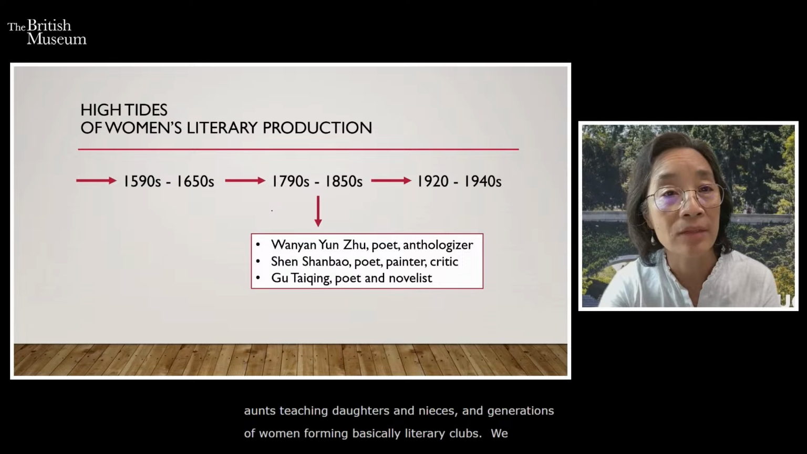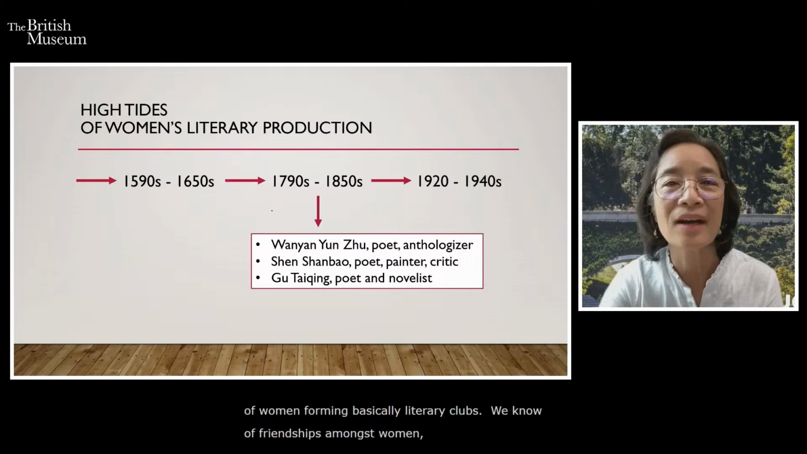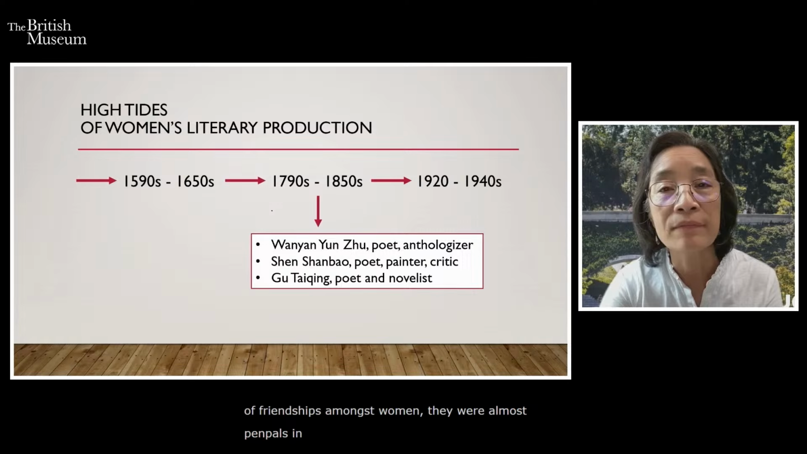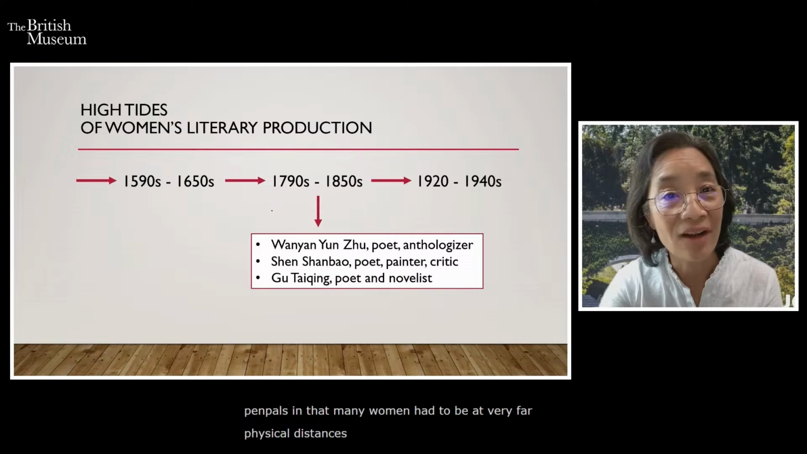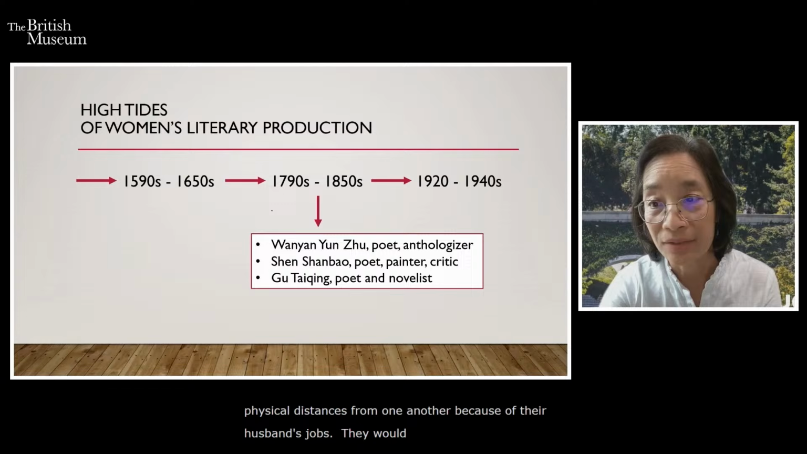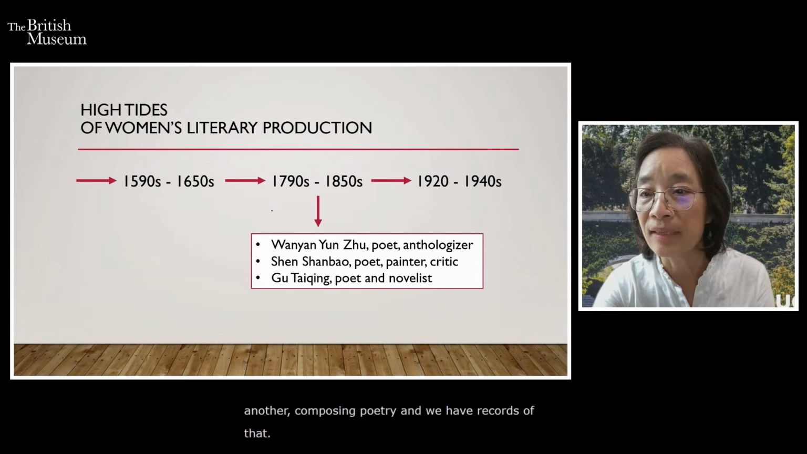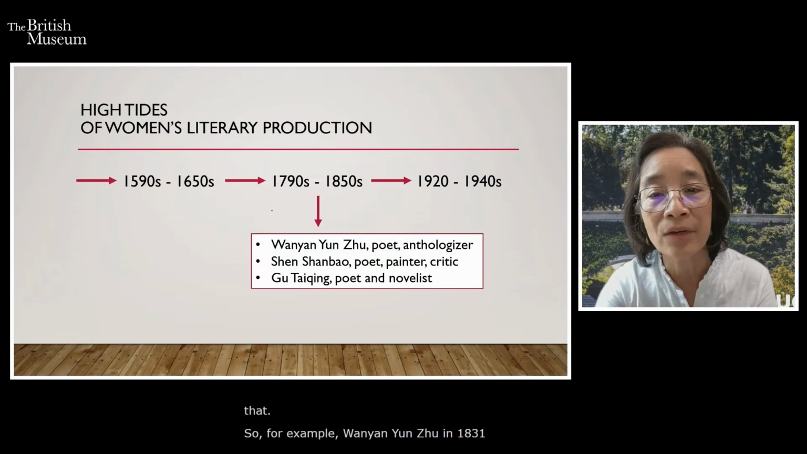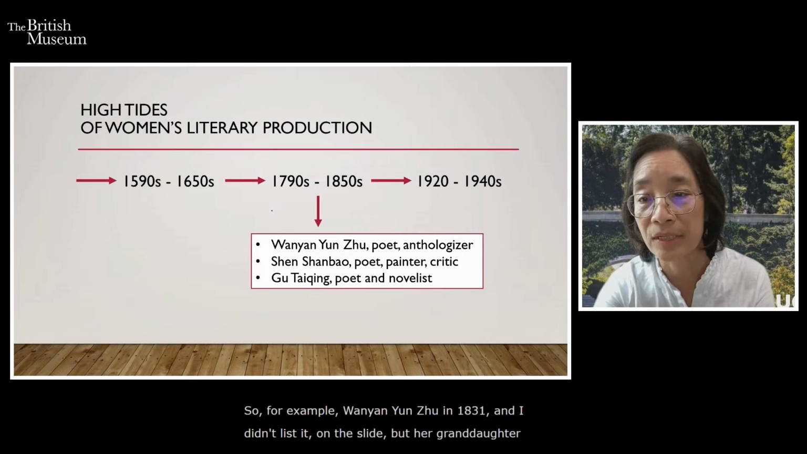They were almost pen pals in that many women had to be at very far physical distances from one another because of their husbands' jobs. So they would be writing to one another, composing poetry, and we have records of that. So for example, Wan Yan Yuan Zhu in 1831, and I didn't list it on the slide, but her granddaughter 5 years later, the two of them published two anthologies, which showcased the works of 4,000 plus women poets.